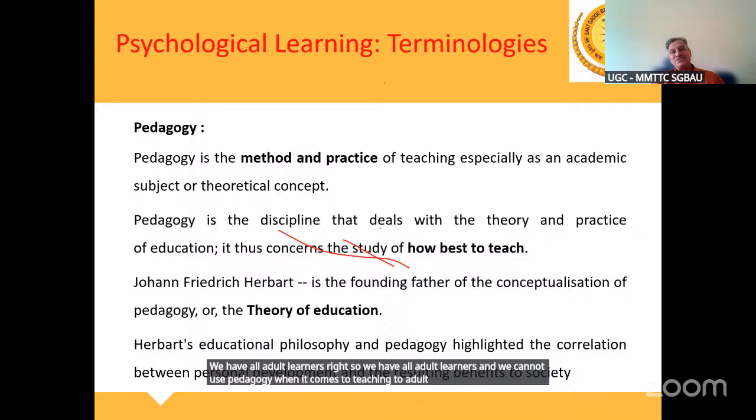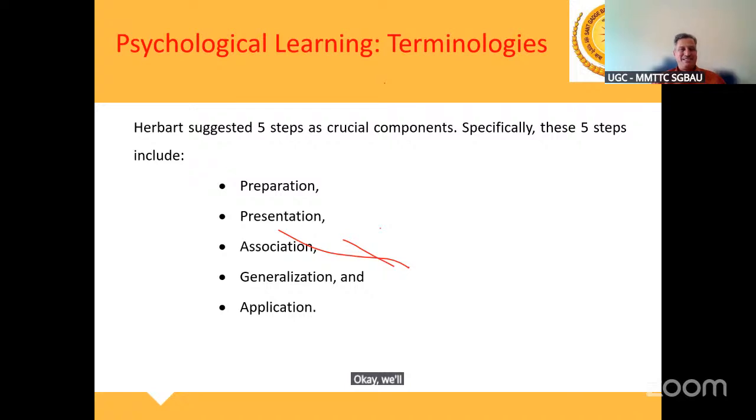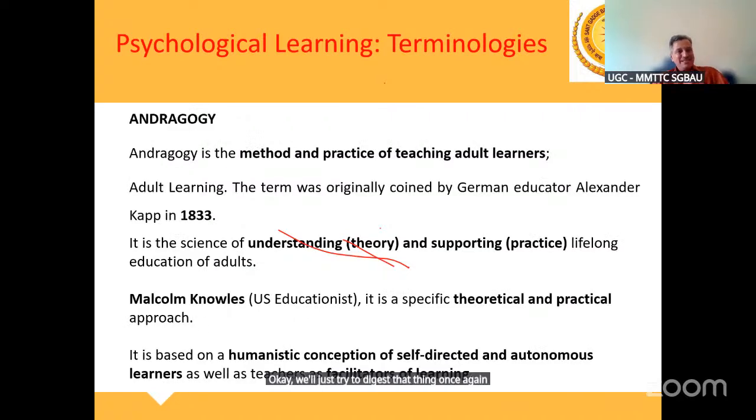So you may ask, sir, what is the difference between andragogy and pedagogy? We'll try to digest that once again. As I said, it is the method and practice of teaching adult learners. So you may ask, what is the difference between adult learners and an ordinary student? The term adult learning was originally coined by German educator Alexander Kapp in 1833. Now, if you look at the students admitted in your college, you have all adult learners. So what is the difference, as a matter of fact, between a small kid and an adult learner?